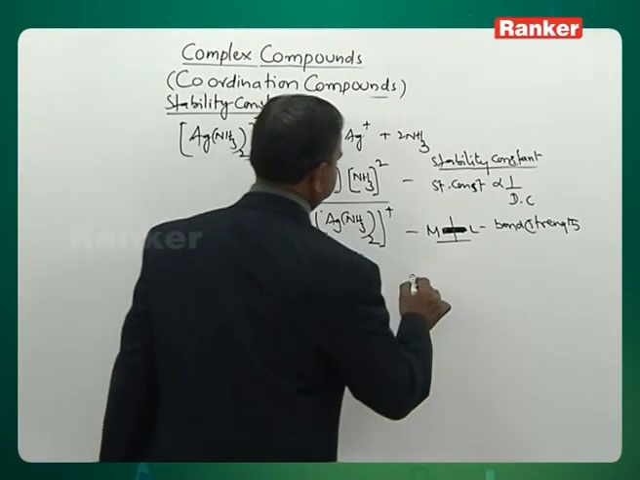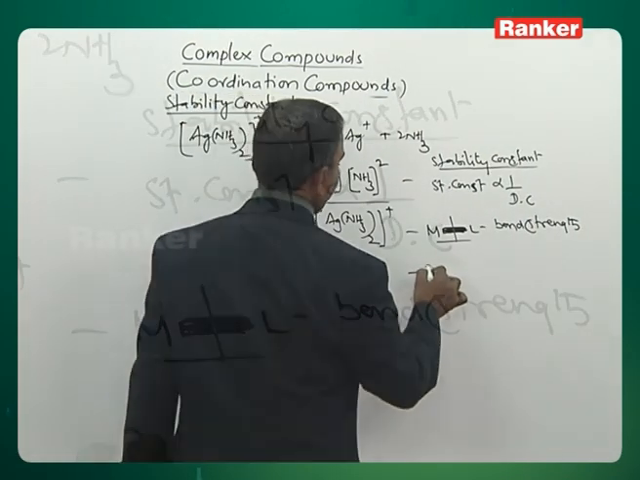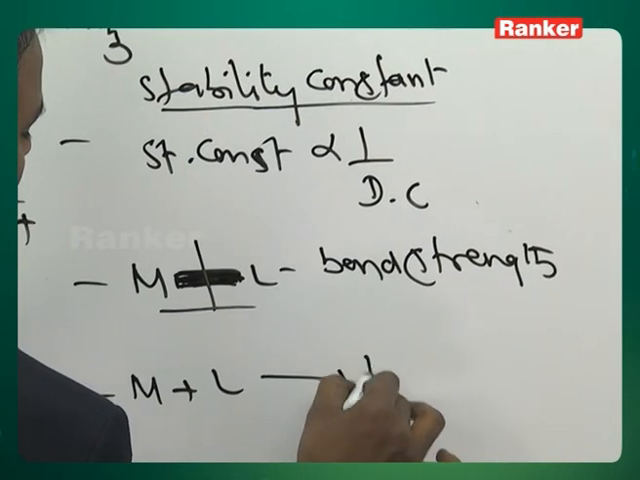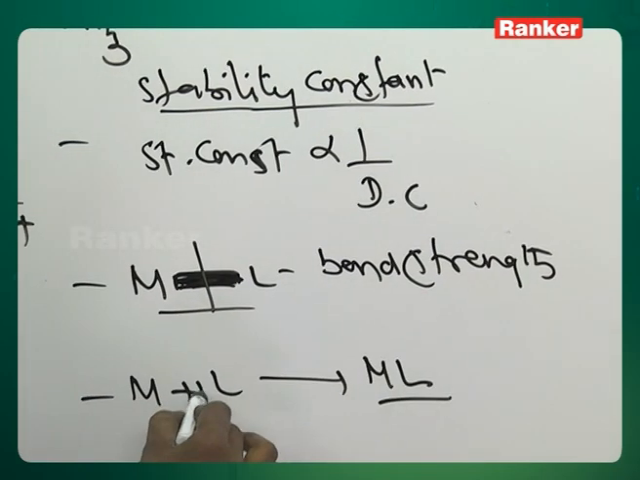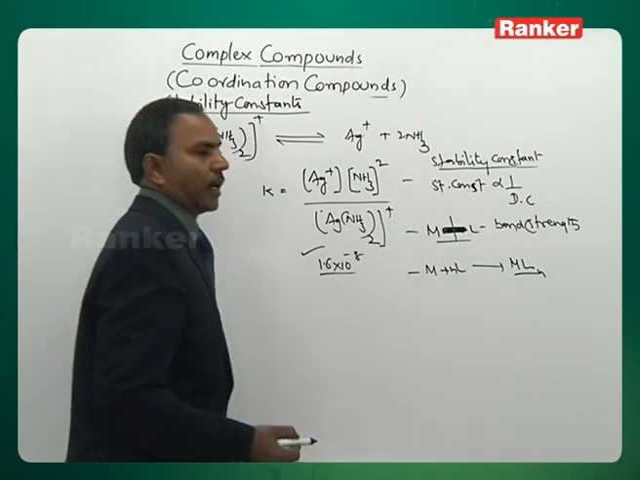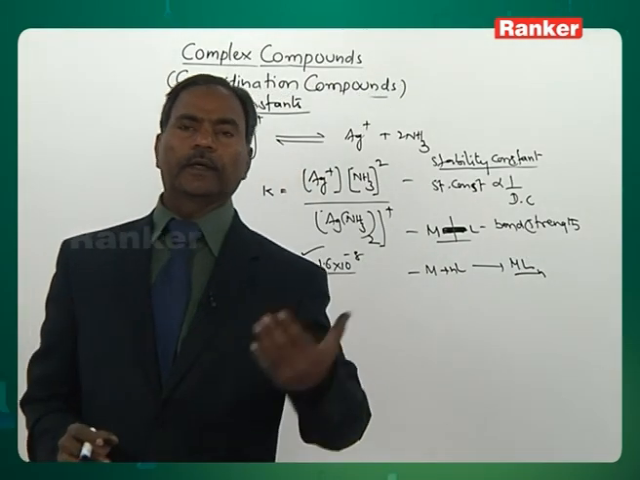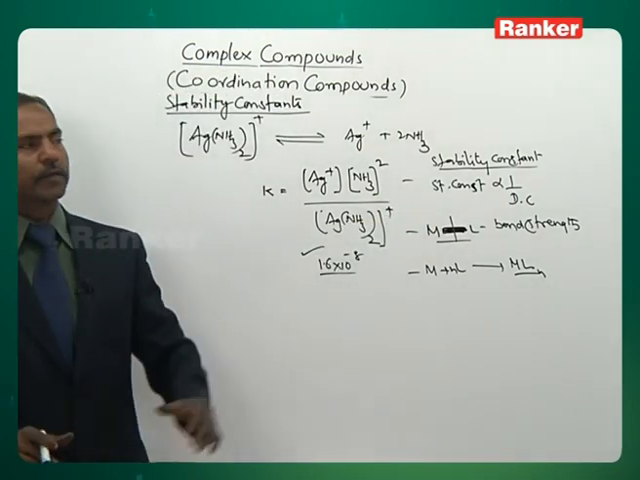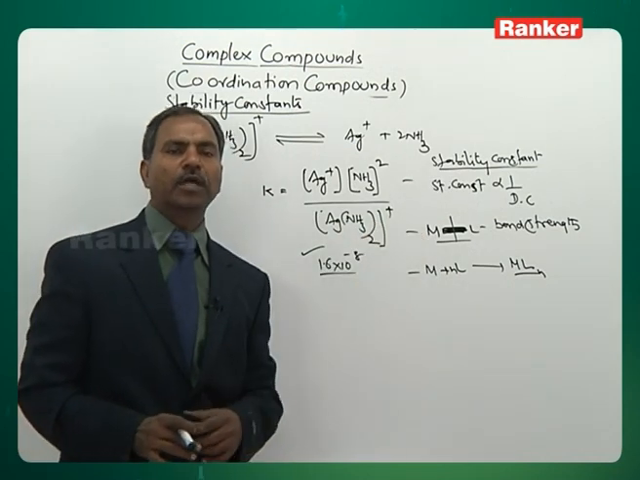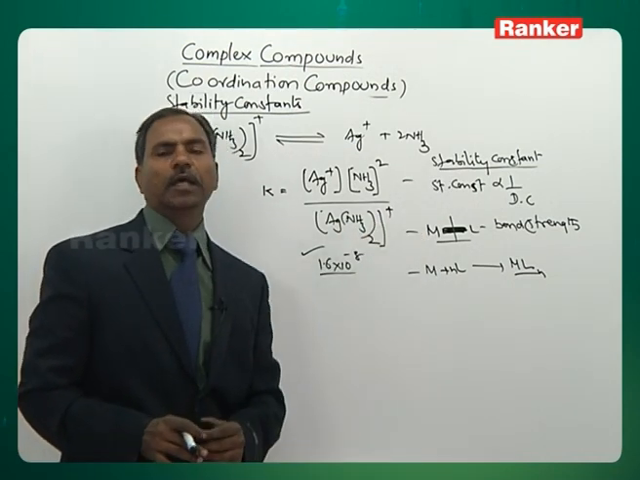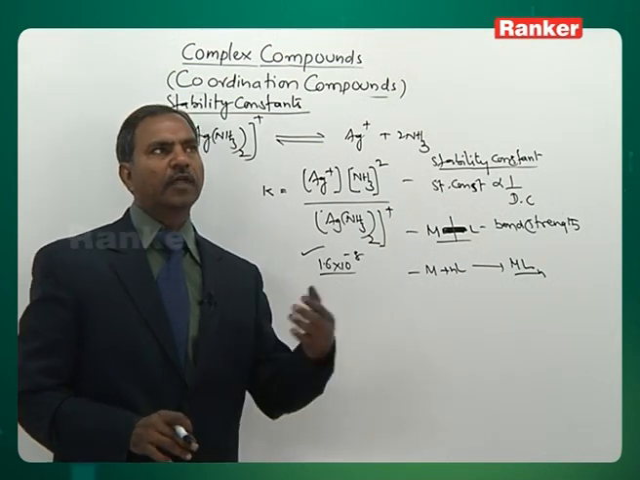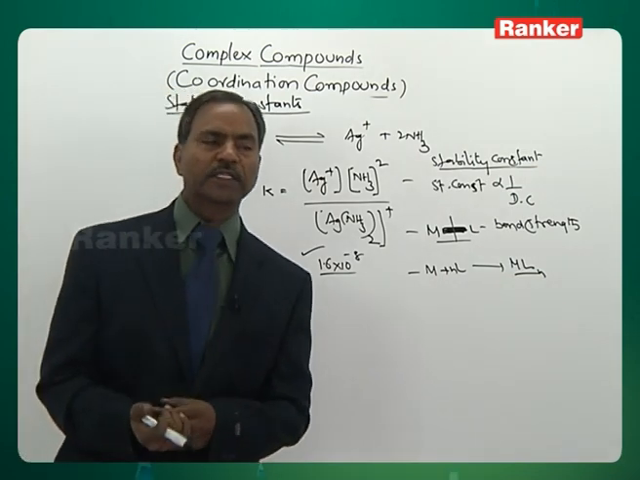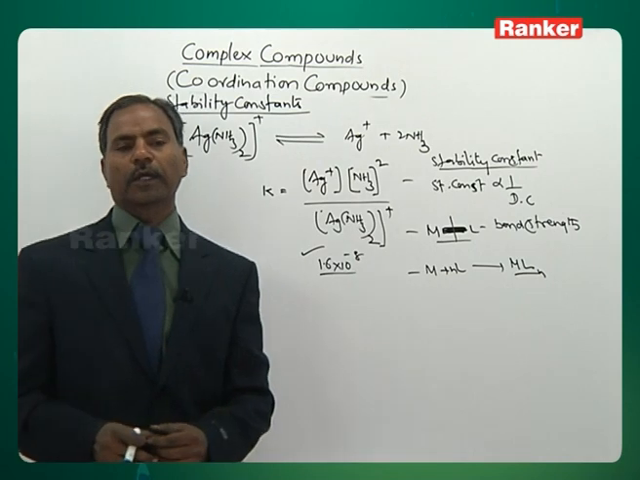Next, it is also a measure of metal-ligand bond formation, that is, the rate of formation of the complex. If the rate of formation of the complex is more, that particular complex is also found to be stable. So, stability constant is inversely proportional to dissociation constant. It gives information about metal-ligand bond strength and also about the rate of formation of a complex. If the rate of formation of the complex is more, stability is more. If the rate of formation is less, stability is less. Either way we can define this stability constant.